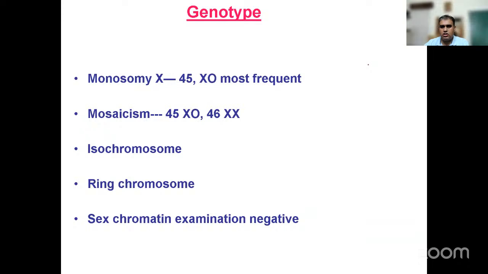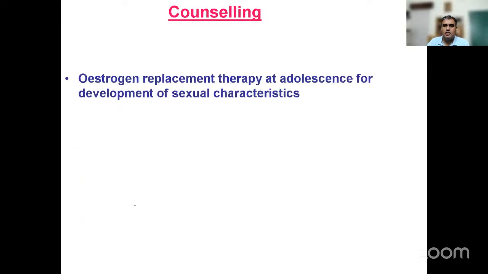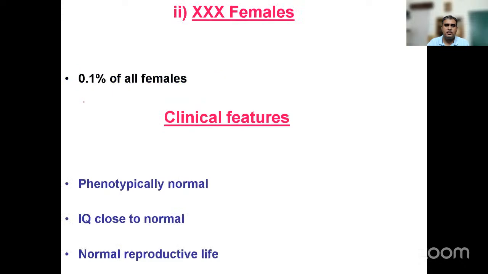About the genotype of Turner syndrome, monosomy X is most frequent. So there can be other reasons also. It could be due to these factors as well. So remember that one. Estrogen replacement therapy might help over here for development of mainly sexual characteristics, or just estrogen. Few features over here.